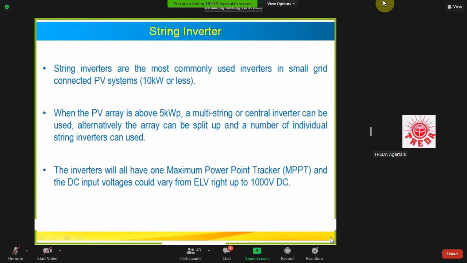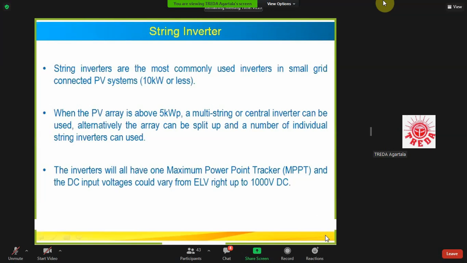So the inverter will have one maximum power point tracker. This is now the most important part, because without the maximum power point tracker, MPPT, we cannot get the efficiency of the module, whatever it is giving.